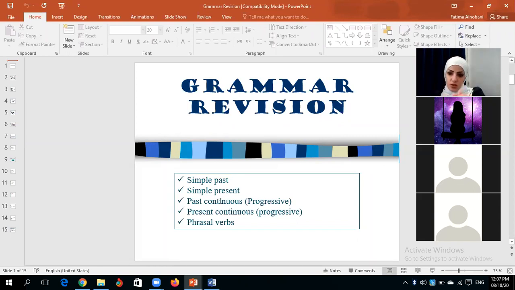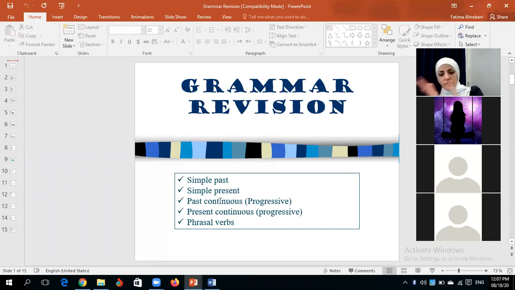Then we have the present continuous, which is also the verb to be, are, is, am, followed by an ing form of the verb. Last thing, we talked about the phrasal verbs and prepositional verbs, but since we took them in a PowerPoint alone, I did not put a lot of slides in this grammar revision PowerPoint.